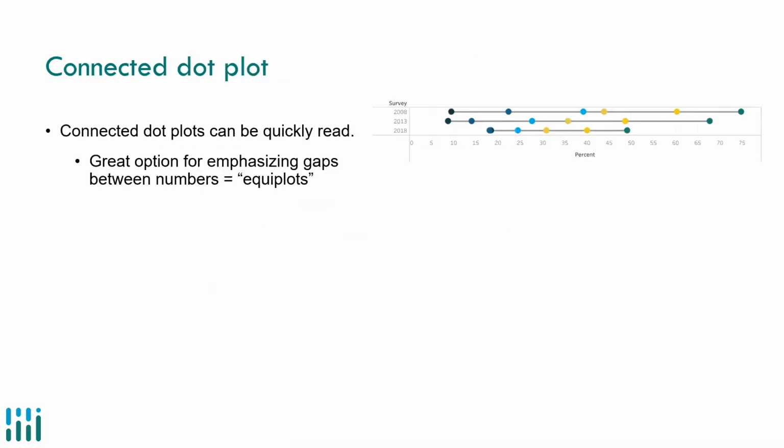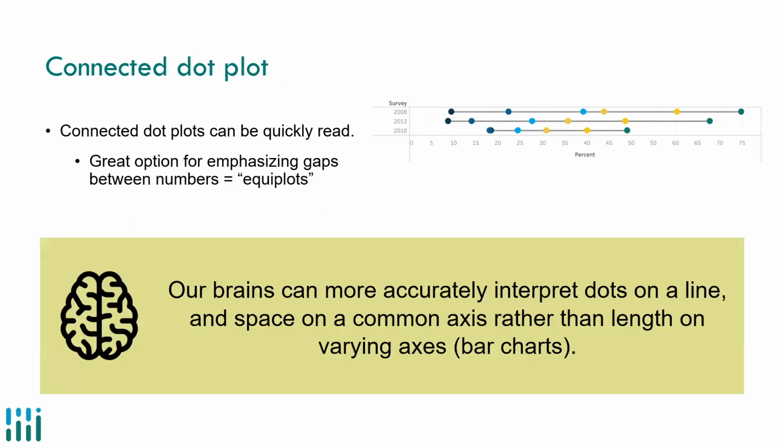Other potential strategies that I'd like to focus on in this presentation is a connected dot plot. This was an example that was part of the exercise at the beginning of the presentation. Dot plots are used to emphasize gaps between numbers. Our brains have a pretty accurate ability to interpret space on a common axis. Because these dots are on a common axis, we're looking at the length of the line between dots. These types of graphs have also been described as equiplots, where equi stands for equity.